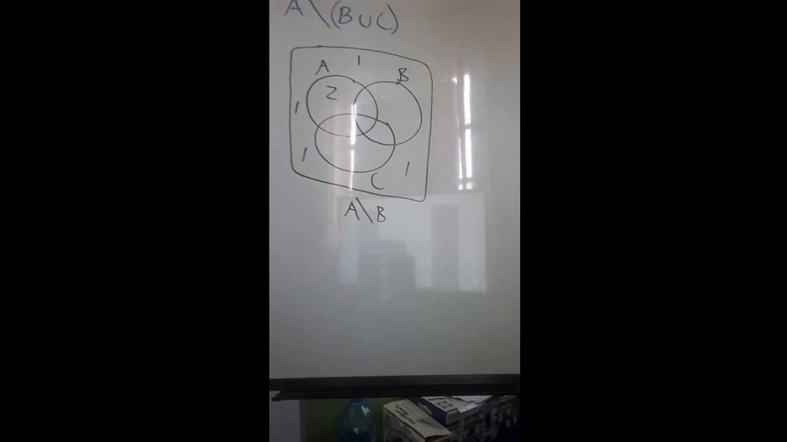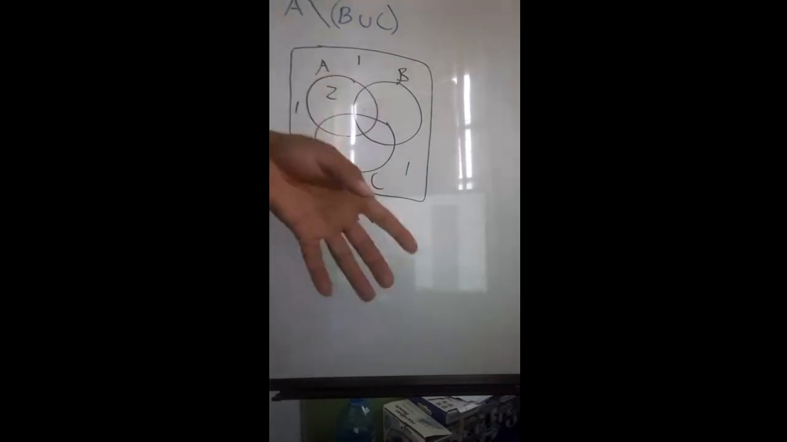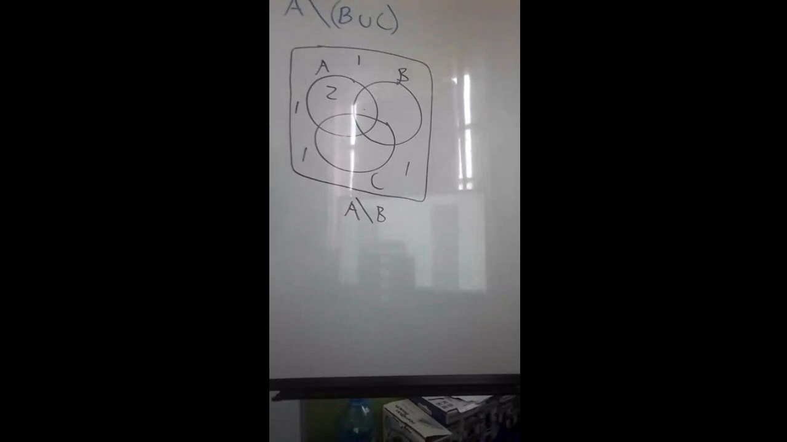So when I said that 1 and 2 were the same, it was if we just focus on A alone. Because remember, this means everything in A that is not in that union right there. So it excludes the one outside.